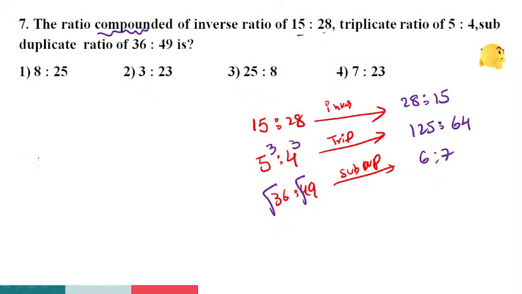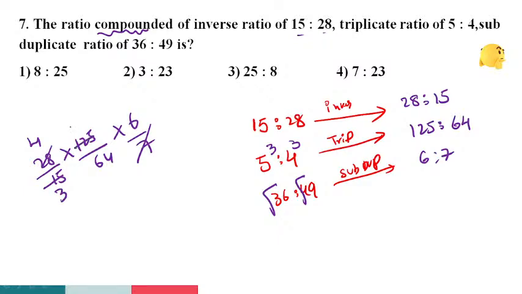In the problem, what did he say at the start? Compound ratio. Compound ratio means 28 by 15 into 125 by 64 into 6 by 7. 7 ones are 7, fours are 28. 28. Okay, right. So 5 threes are 15, and 5 25s are 125. Okay, so 3 ones and 3 twos are 6, 2 ones, 2 threes and 2 twos. Any cancellation more? 4 ones are 4, eights are 32. Remaining is how much? 25 by 8.